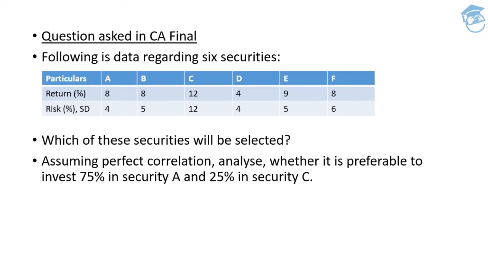But when it comes to the risk percentage side, if I'm investing 75% in security A, I'll have to bear a risk of 3%. And if I'm investing 25% in security C, I'll have to bear a risk of, again, 3%.